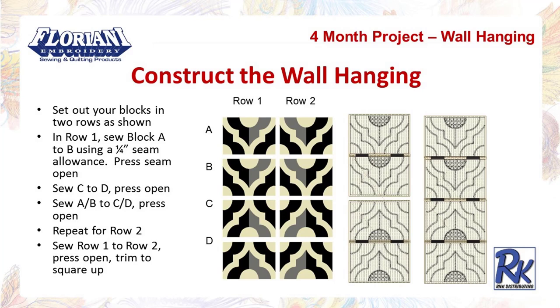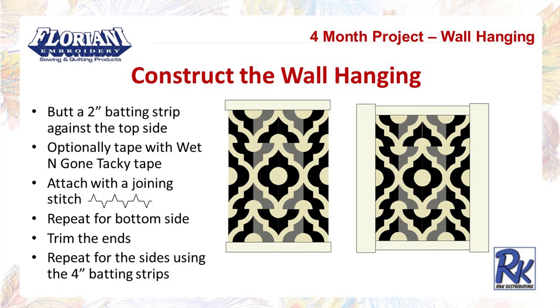And repeat that for row 2, and then finally you want to sew row 1 to row 2, again with a 1/4 inch seam allowance, press open, and then you want to trim the whole thing to square it up. Now that we have our base quilt done, we're going to add the borders to it.